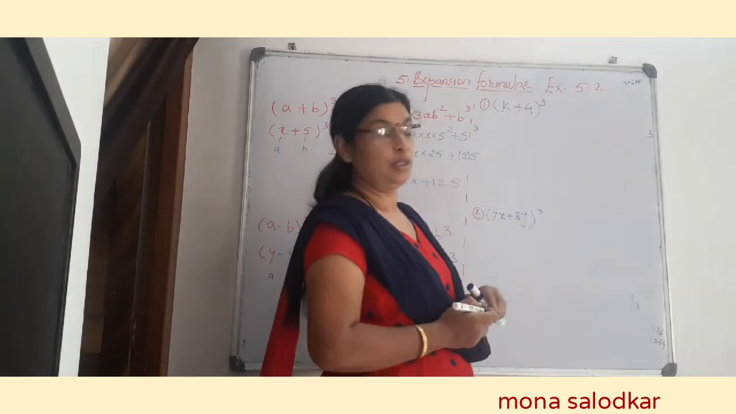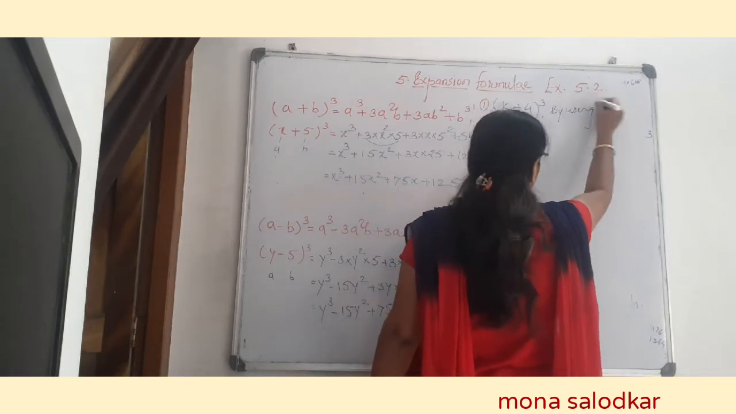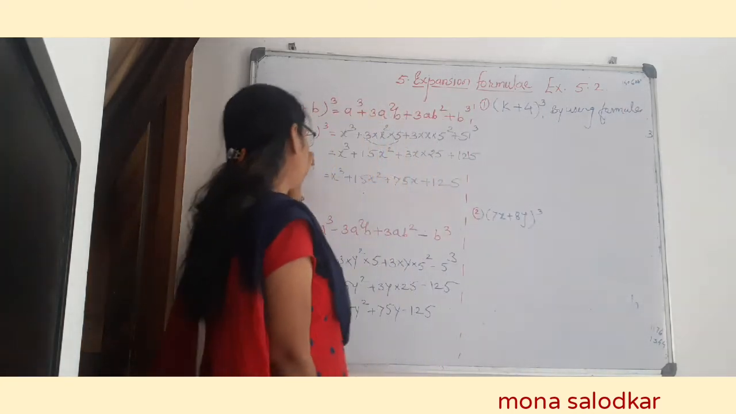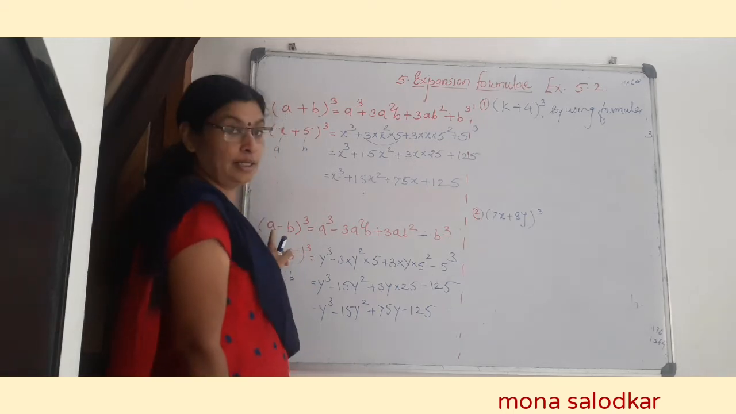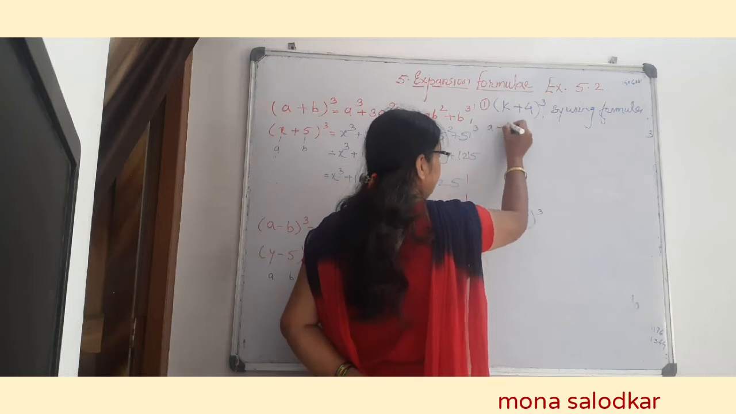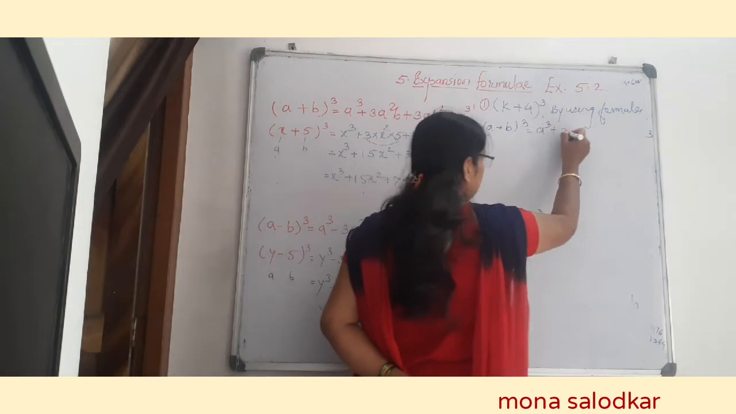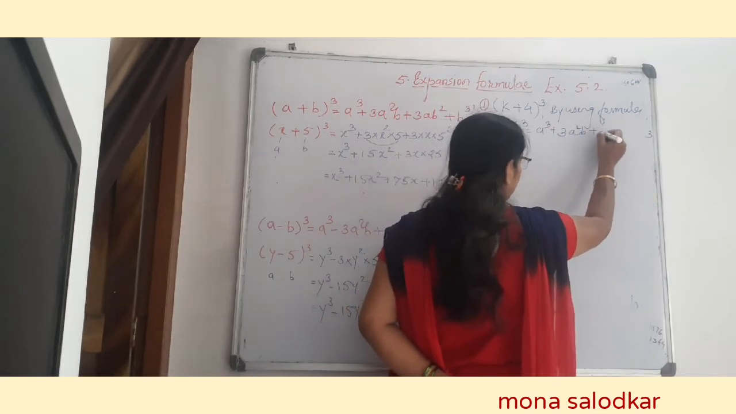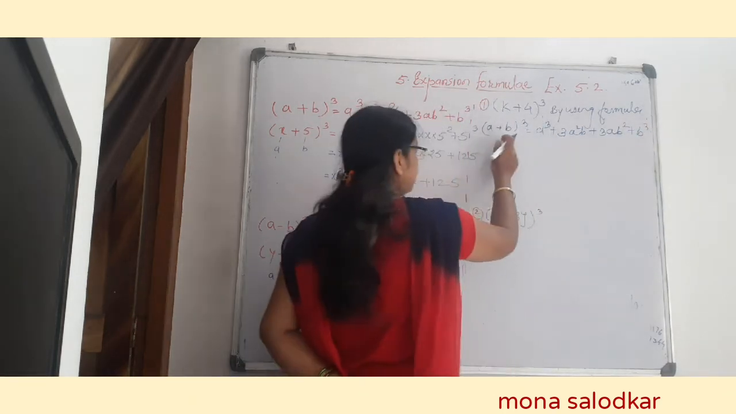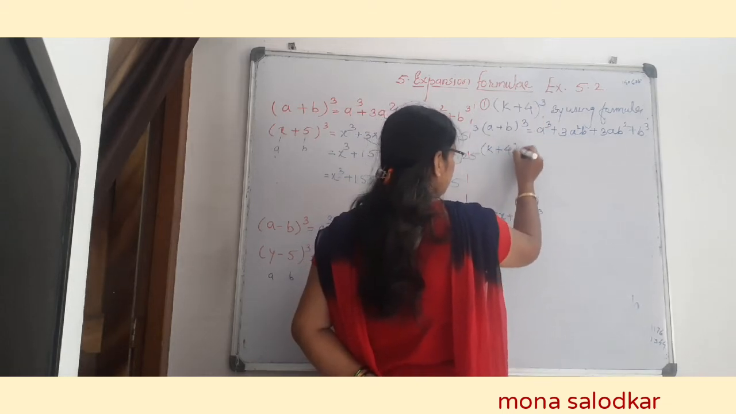Now see the first problem, what is given. Always you have to write down by using the formula. If plus is there, you have to use the positive formula of (a plus b) cube. If a negative sign is there, then you have to use (a minus b) cube. Now here positive, which formula you have to use? (a plus b) whole cube. What is your answer? a cube plus 3a square b plus 3ab square plus b cube. Now what is a here? k. What is b? 4. So (k plus 4) cube.